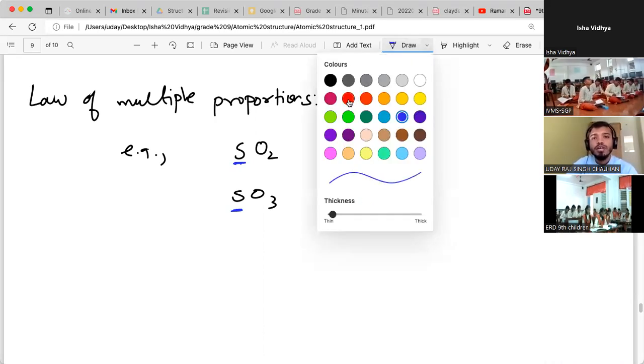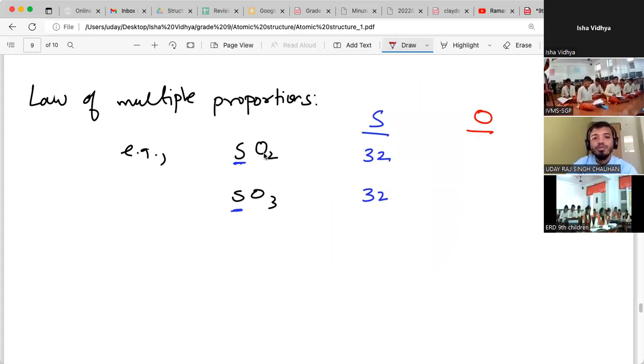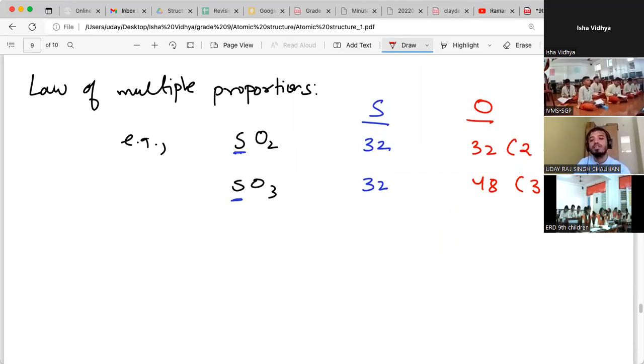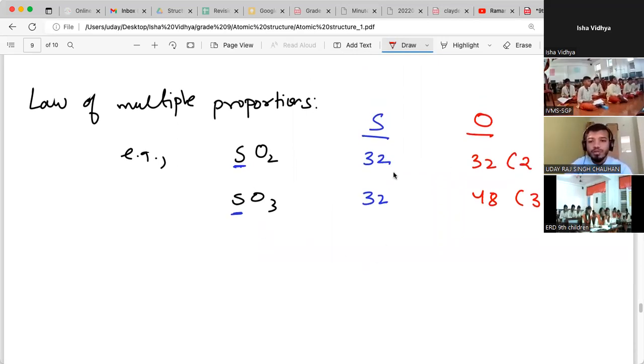And oxygen, how much is it combining? 2 atoms of oxygen is 32, and 3 atoms of oxygen is 48, right? This is 2 oxygens, this is 3 oxygens, and each oxygen weighs 16, the atomic mass is 16. So you fix this and take the ratio, which is 32 is to 48. What will be the simplest ratio? You divide each by 16, you will get 2 is to 3.